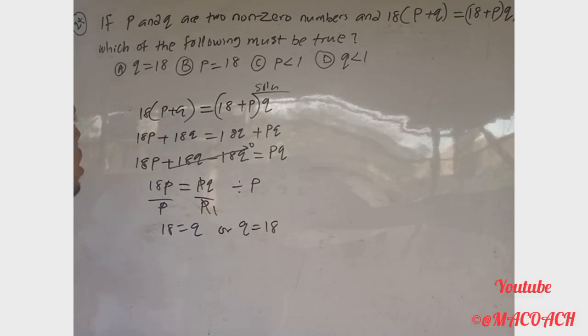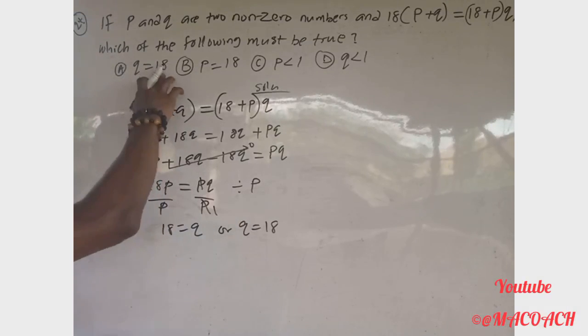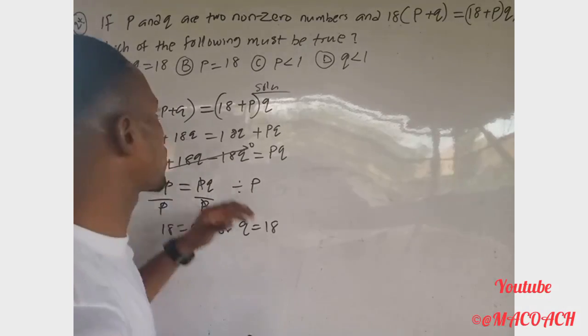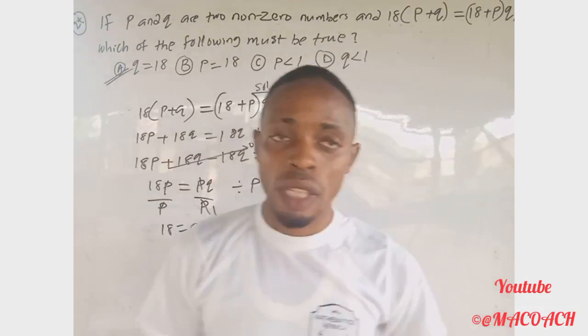So let's see now which of the following options it is. It means that Q is equal to 18. So here we have our answer as A. A is the answer for this question. That is how you solve this question. You know, it's very simple.